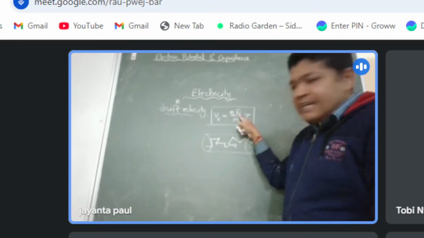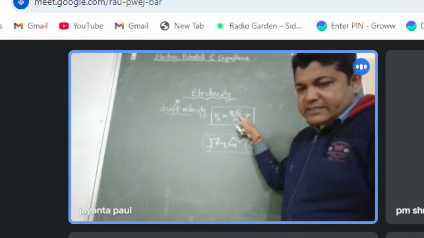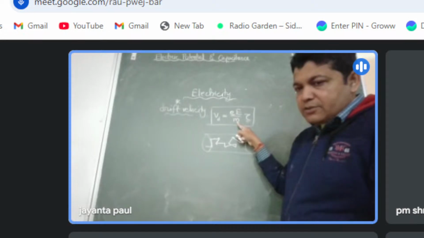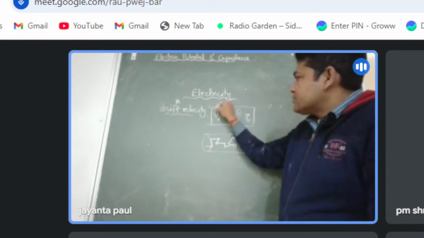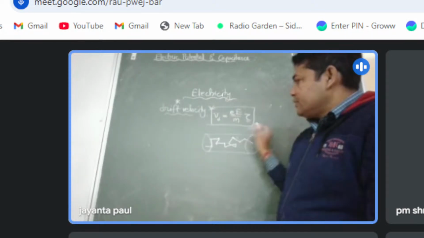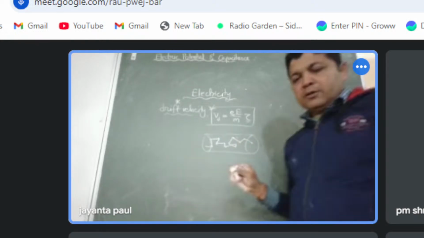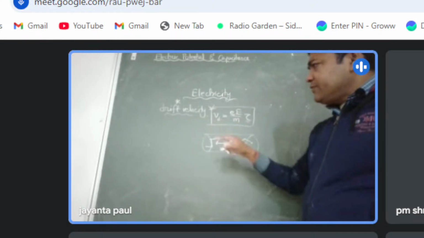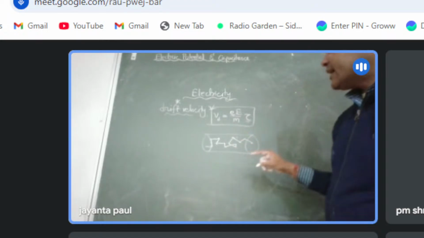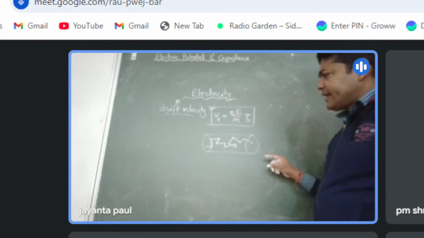This tau indicates the average relaxation time, and E is the electric field, and m is the mass of the electron. So this drift velocity is an important topic. You should know this, and the derivation you just go through it. So drift velocity of an electron in a conductor is capital E by m into tau.